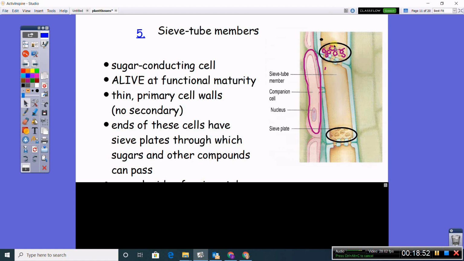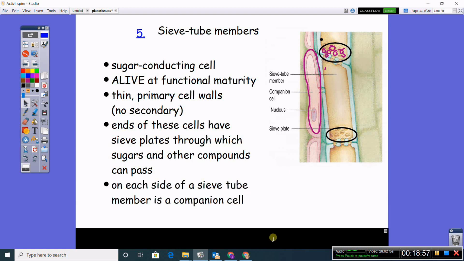The sieve plates are going to slow down the transport of sugar. It's going to regulate it. Now, on each side of the sieve tube member is a companion cell, okay? And this is kind of neat.